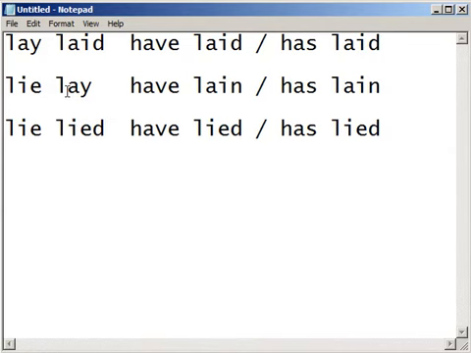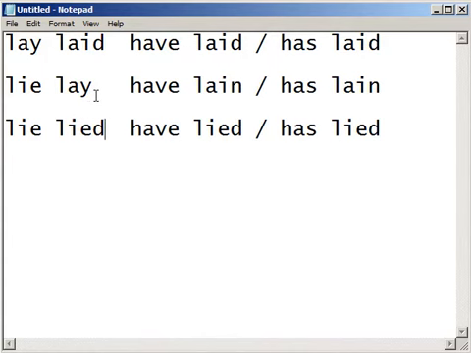Now, I believe most of the confusion originates with the fact that the past tense of lie is the same as the present tense of lay. So the past tense of lie is lay. So yesterday I lay on the bed. Yesterday he lay on the ground.